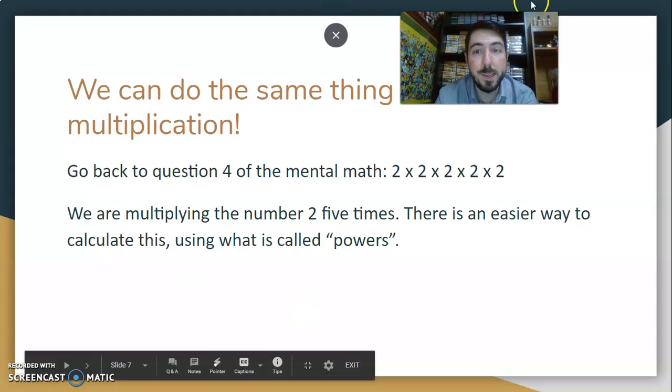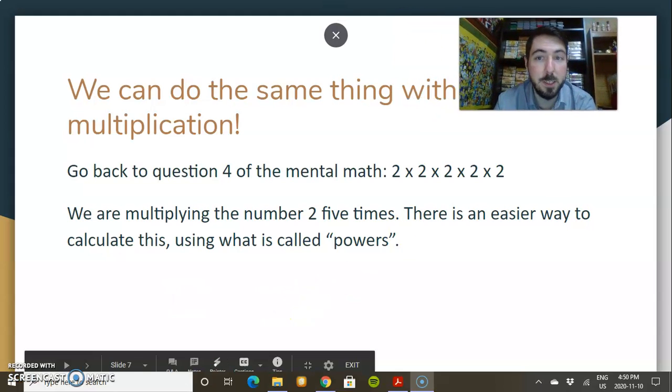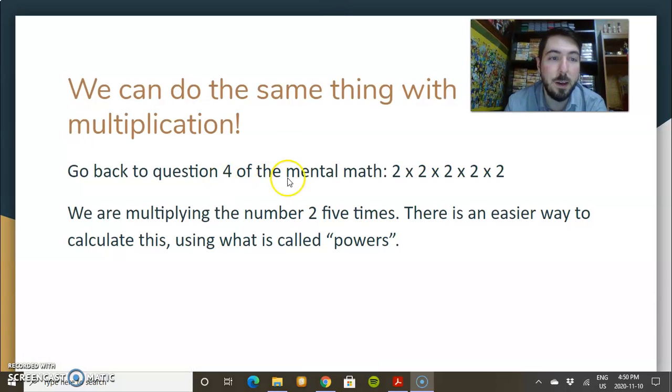We can do the same thing talking about multiplication. Like there was that number 4 of the mental math, 2 times 2 times 2 times 2 times 2, and there's actually a faster way that we can do that using something called powers. So what is a power exactly?